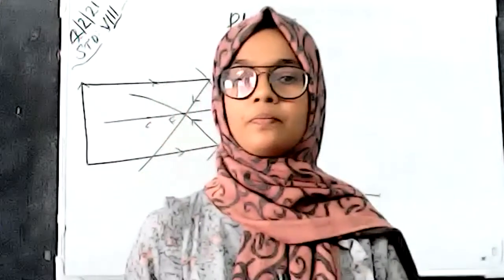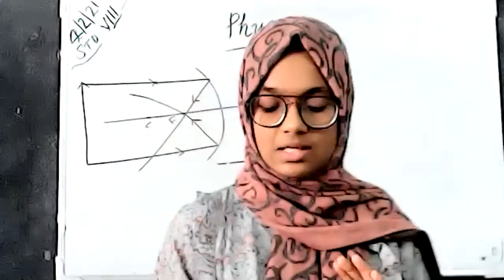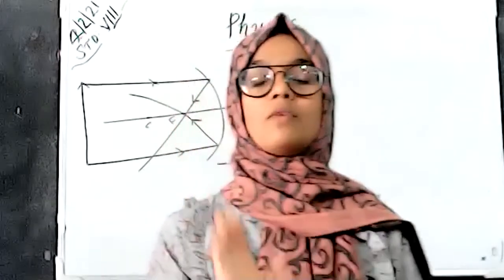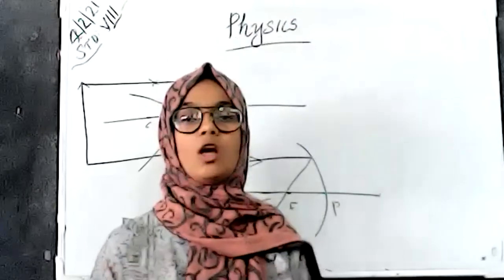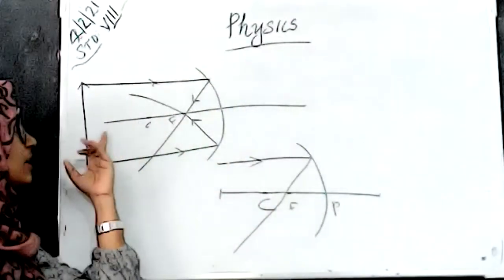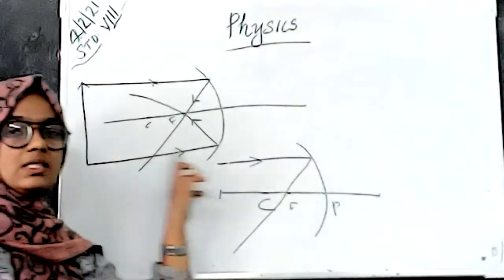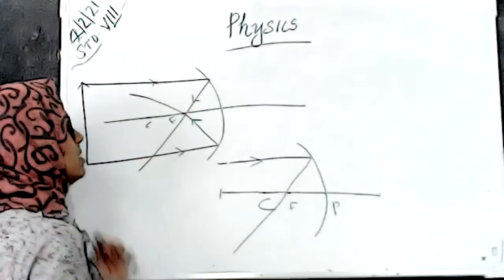So I think all of you understand that. And next we are discussing the ray diagram of concave mirrors. Ray diagram, when we place the object at infinity, two rays of light are incident on the spherical mirror and the image is forming at F.